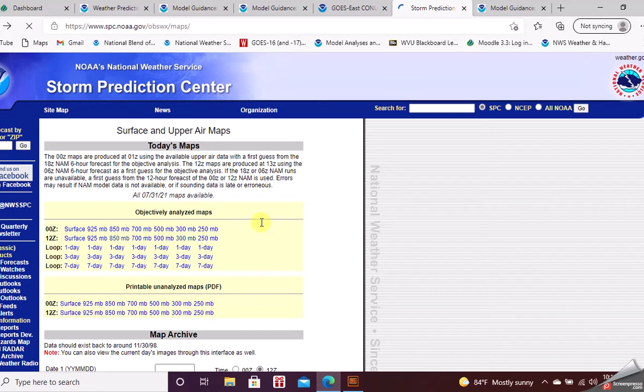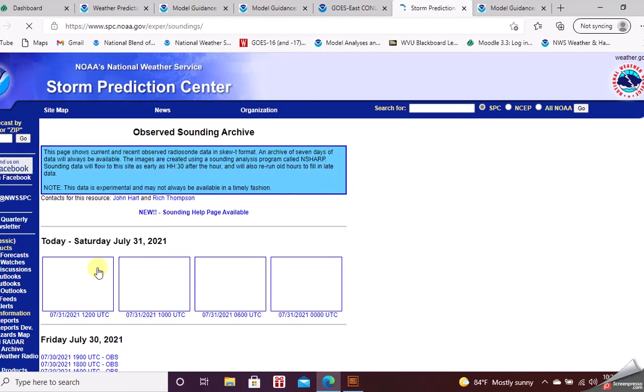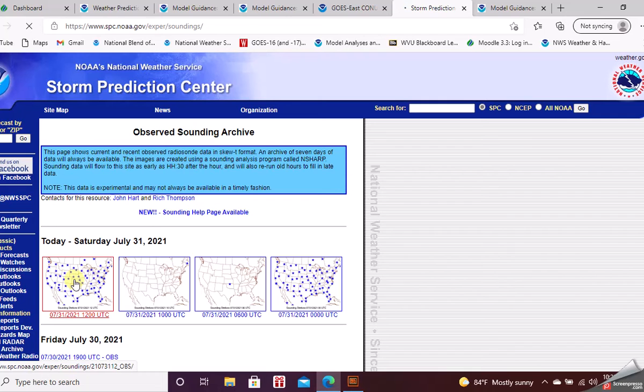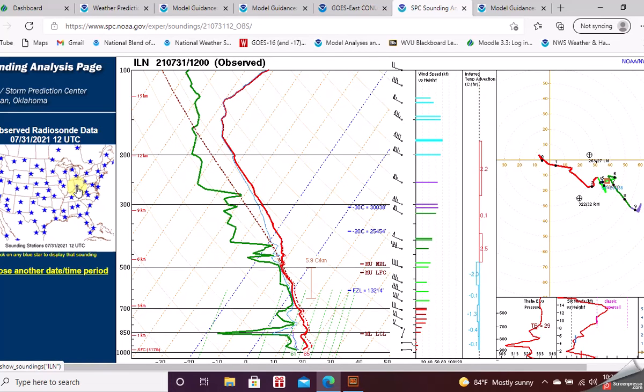And with looking at that, let's go all the way back here a little bit. And I want to look at the observed soundings. Soundings give you some idea of what the current conditions are through the vertical. So let's look out here by Cincinnati. And here is the Wilmington sounding.